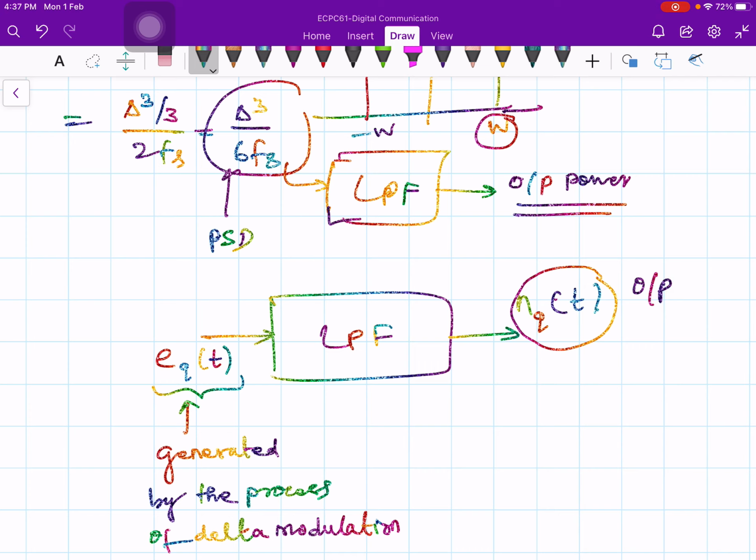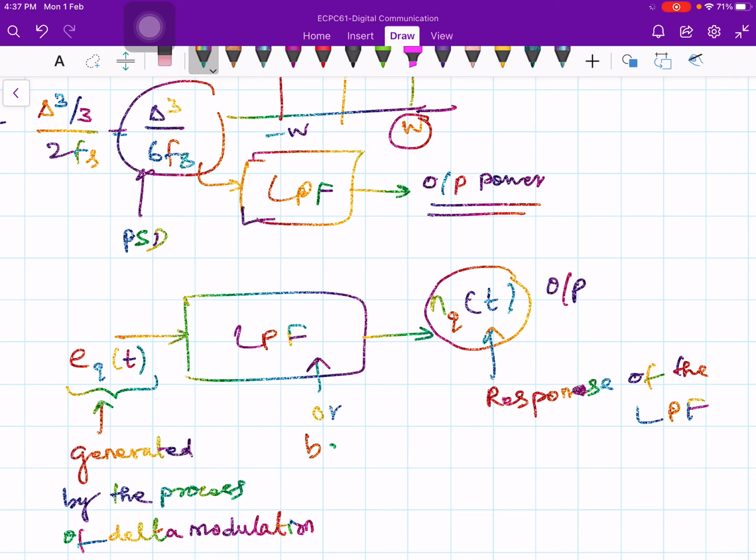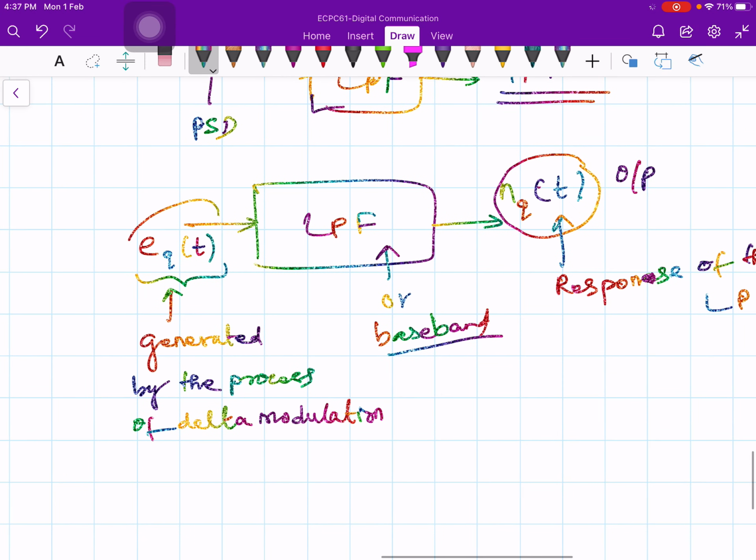So n suffix q of t is, let's say, the response of the low pass filter. Response or output, one and the same. Response of the low pass filter or the base band filter. Low pass filter also you can call base band filter, because the filter is operating on the base band. Okay, response of the base band filter to e suffix q of t. The input is therefore e suffix q of t, and the response of the filter is n suffix q of t. Now the output is being represented by this n suffix q of t.